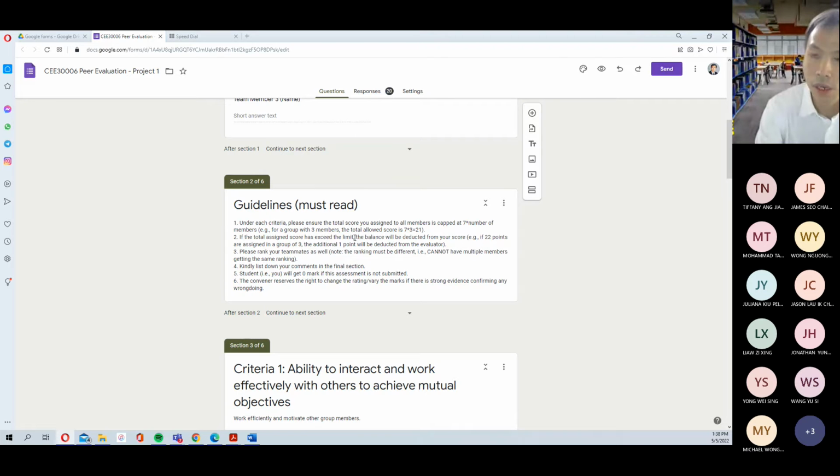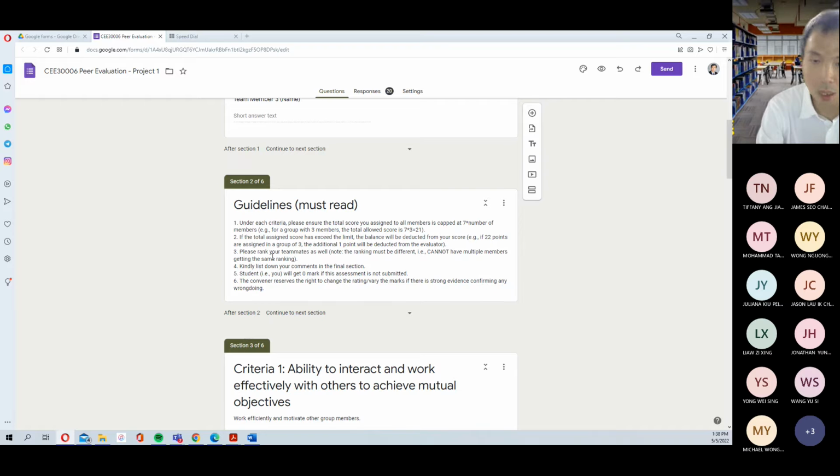If you give, for example, 10, 10, 10, that will be 30, basically. So you need to read the next line: if the total assigned score has exceeded the limit, the balance will be deducted from your score. So if I put in 10, 10, 10, there will be 9 extra points. Those 9 extra points will be deducted from the 10 that I give to myself. So I only give 1 point to myself. The other 10 points are given to the other 2 members.